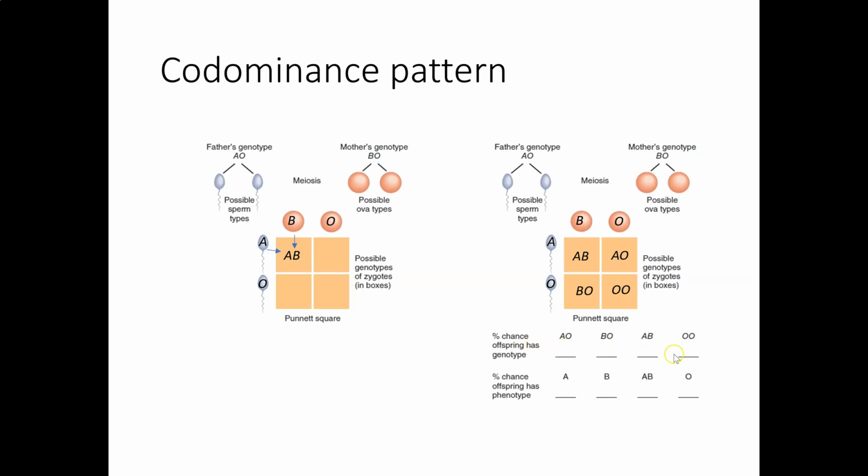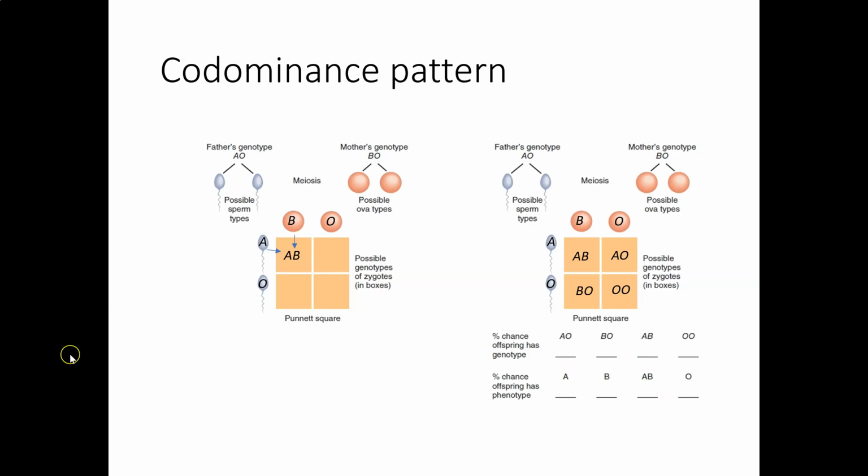You can write up the percentage chance the offspring have each genotype. Each one is going to be 25%, because each comes from only one square. And how about the phenotype? We said AO is A, BO is B, because A and B are both dominant alleles, but AB is going to have blood type AB. And the homozygous recessive genotype gives blood type O. So from a mom with type B and a dad with type A, you could end up with an equal chance of offspring with each one of the blood types.